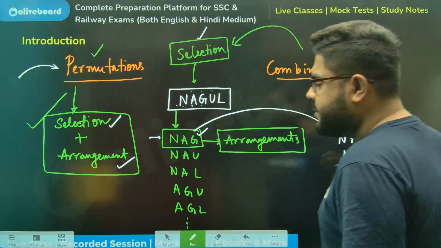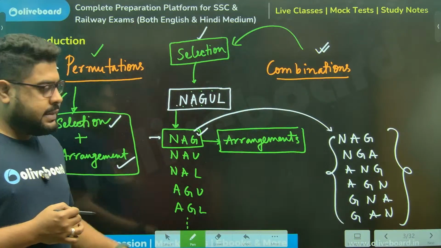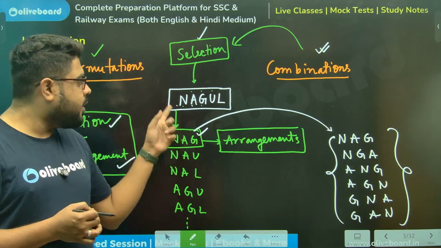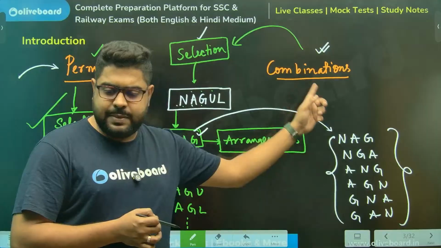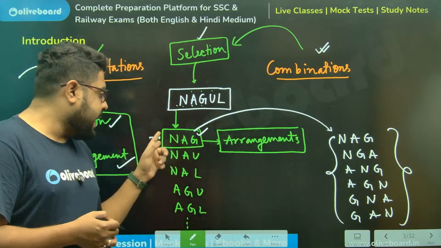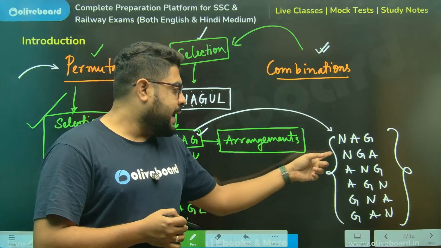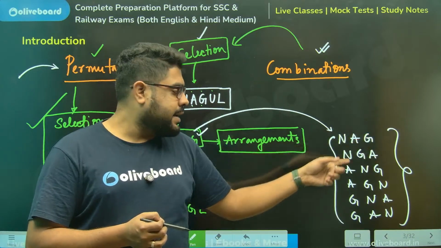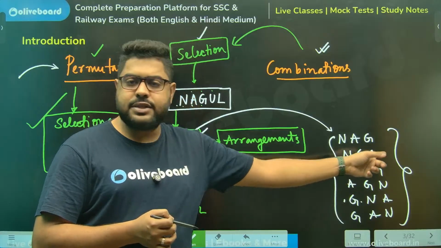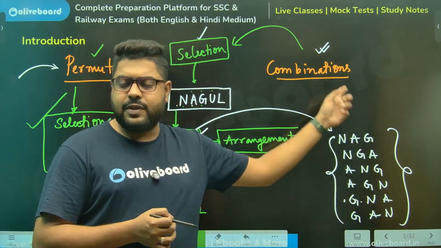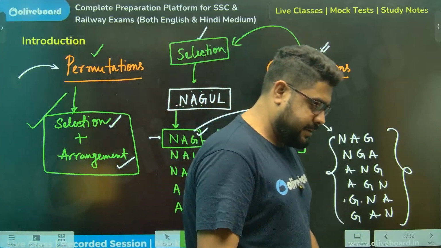Ramnath, this is the arrangement, brother. You see, these three letters I've selected from Nagul, so these three letters can now be arranged in these many ways. Meaning it can be N, then A, then G. It can be N, then G, then A. It can be G, then N, then A. It can be A, then N, then G. So it can be any of these. That is what I mean by arrangement.